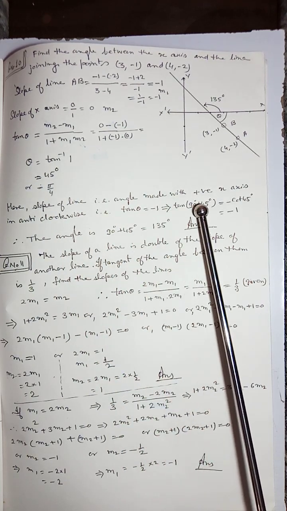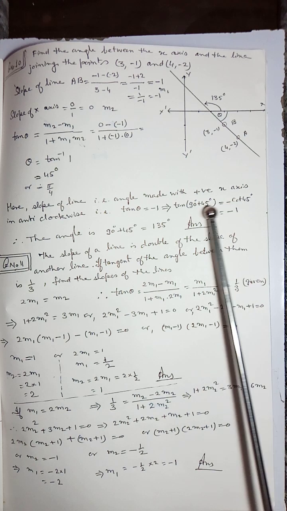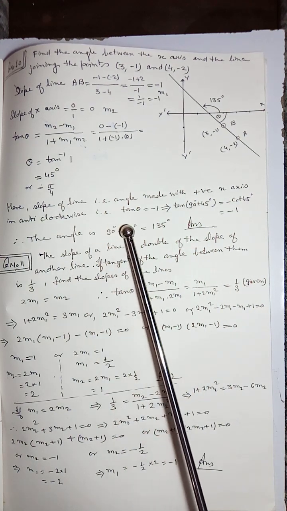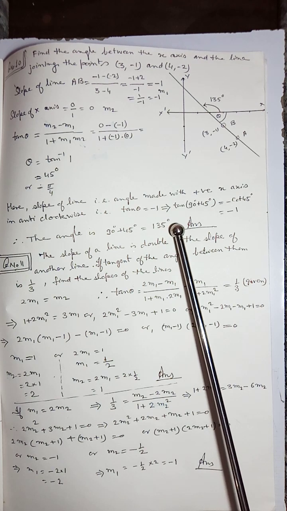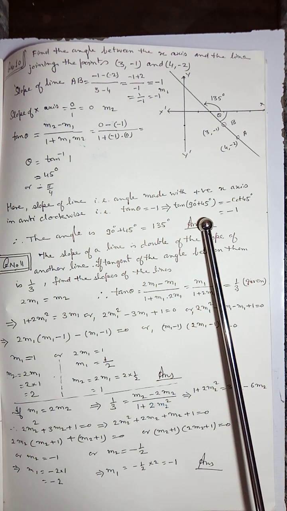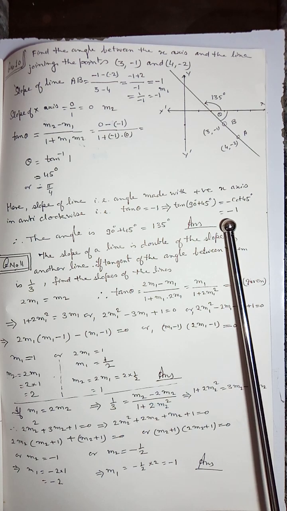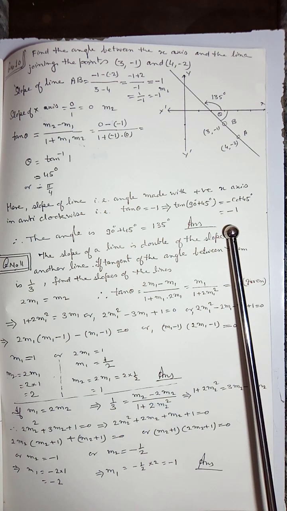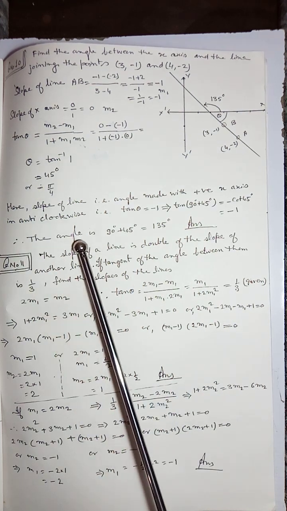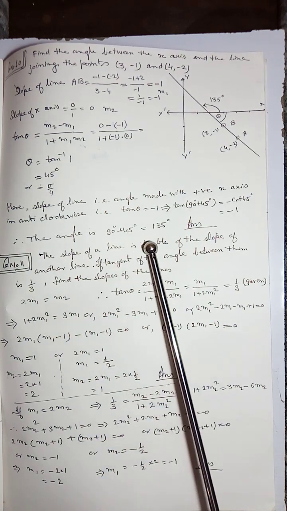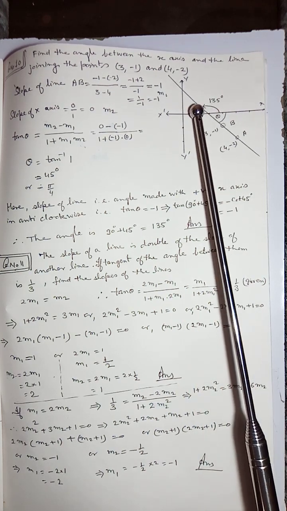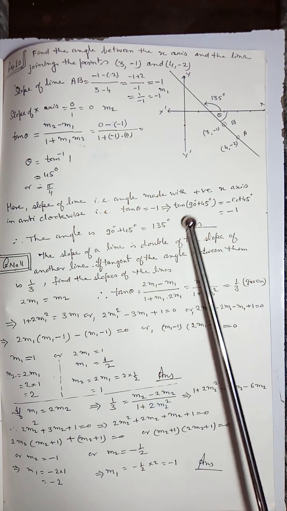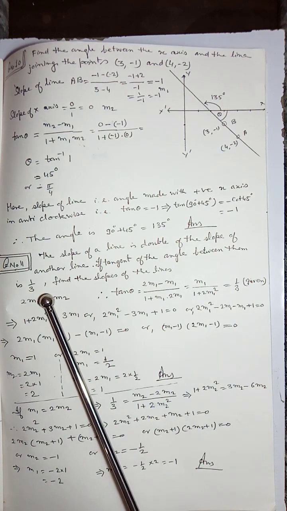Here the slope of the line, that is the angle made with the positive x-axis in anti-clockwise direction, is such that tangent theta is equal to -1. This implies that tangent of 90 plus 45 is equal to minus cot 45, which is equal to -1. Therefore, the angle is 90 plus 45, that is 135 degrees, from here to here. Now come to question number 11.